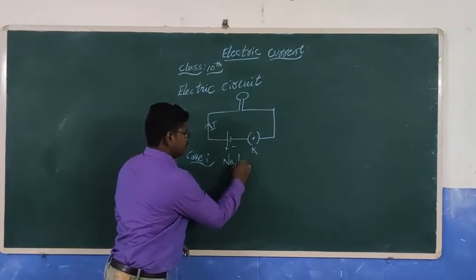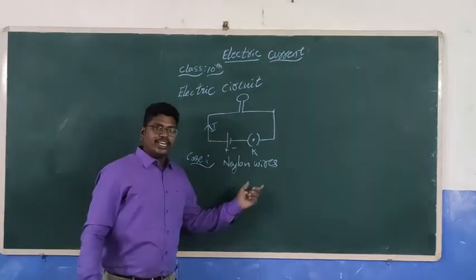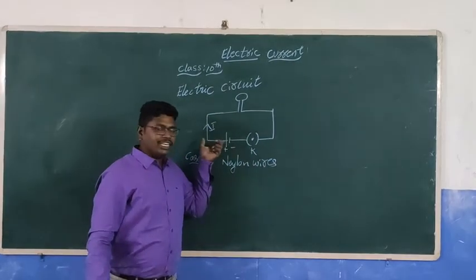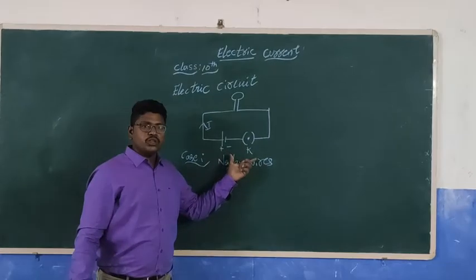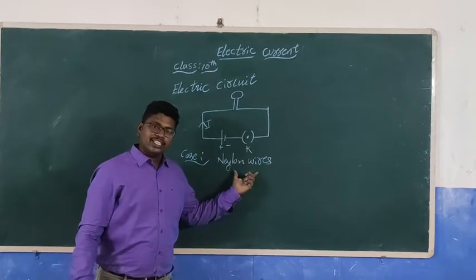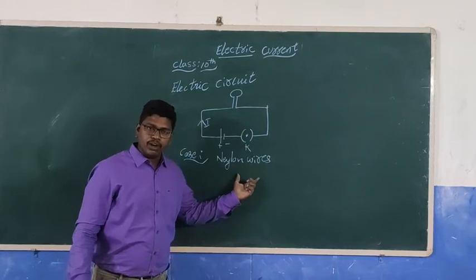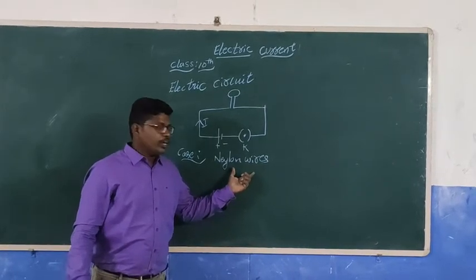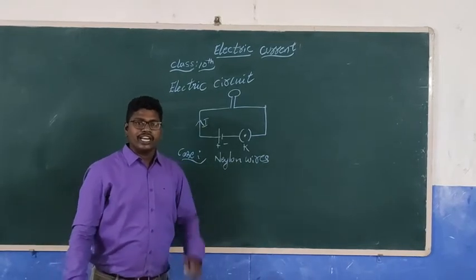I am going to connect the same circuit, but while replacing the copper wire, I am connecting a nylon wire. The bulb does not glow, because whenever you connect a nylon wire, it behaves like a bad conductor.